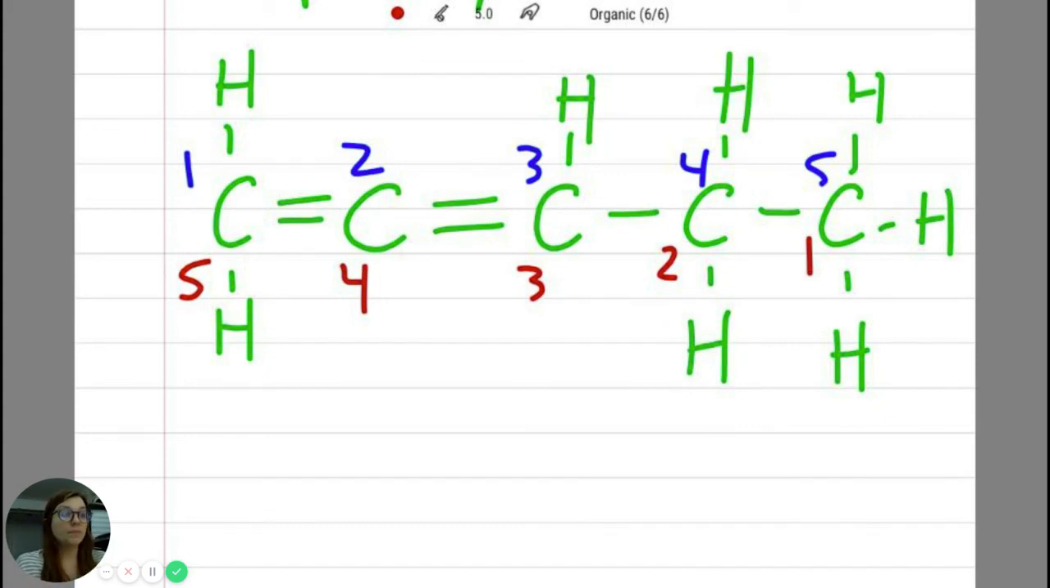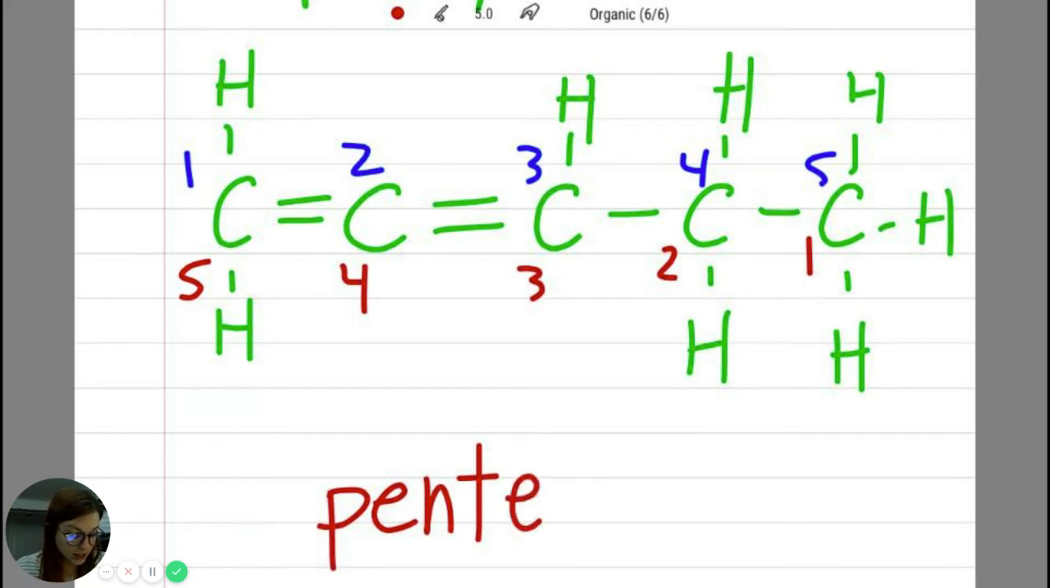Okay, so I know I have 5 carbons here, so pent is going in the name. I know that I have double bonds. So that means I'm getting an ene somewhere in my name, right? Pentene. Now I have to indicate that there are 2 double bonds, and I have to tell you where they are. Well, I can indicate that there's 2 double bonds by using 2 numbers.